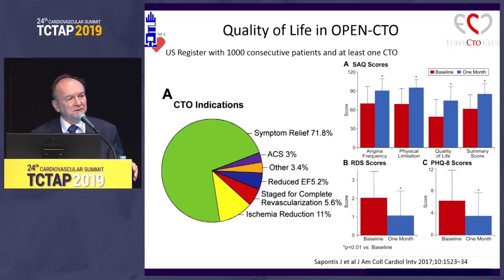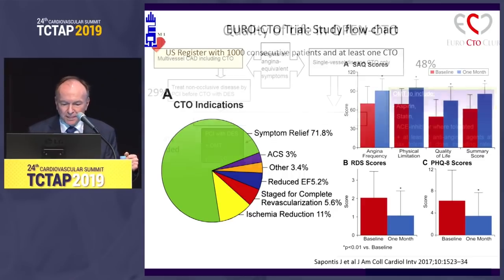The recent open CTO registry showed, in consecutive and severely impaired patients, severe impairment shown by low scores of angina frequency and physical limitation, that we have a consistent improvement. But one thing is also important, it's not only angina, it's often dyspnea. Most of these patients come with dyspnea. Maybe they have had their turn through a pulmonology department before they end up at the cardiologist.